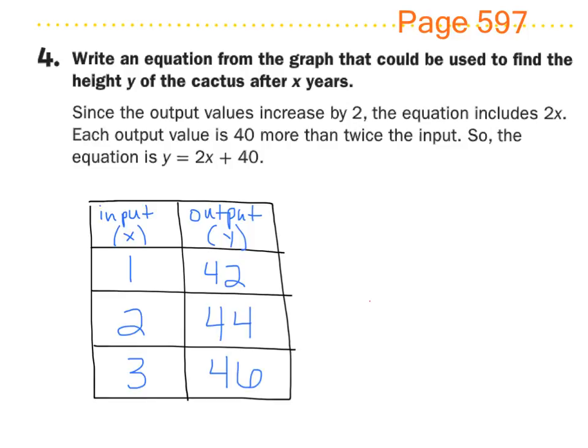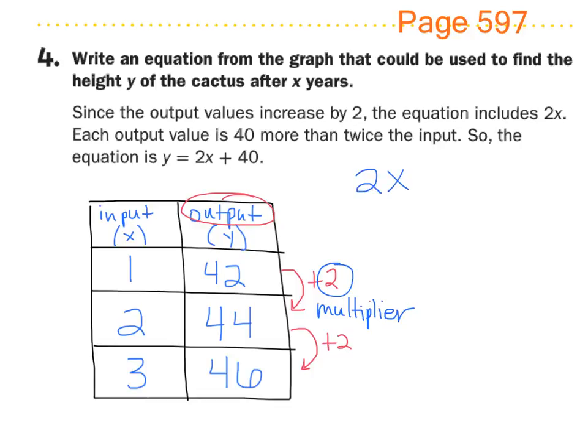So now we're going to add an extra twist. They would like us to write an equation from this graph to show the height y of the cactus after x amount of years. So when we look at this, again, when we have the charts, we look at the output side first. How are we changing from 42 to 44? We add 2. And when we go from 44 to 46, we add 2. So this tells us that 2 is our multiplier, or the coefficient. So we're going to take 2 times x. All right, so y will be equal to 2 times x.